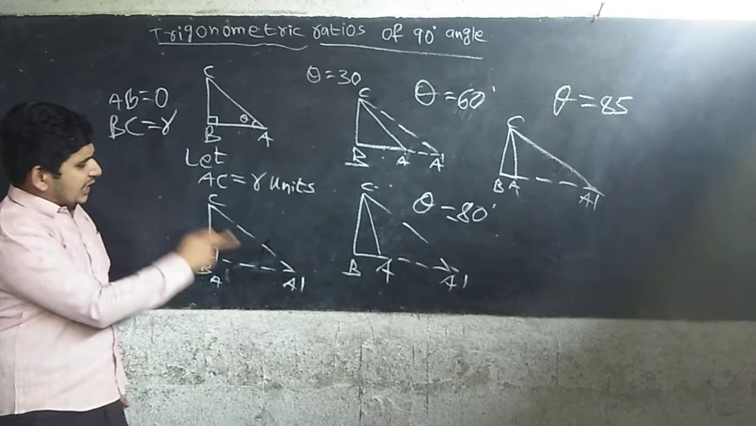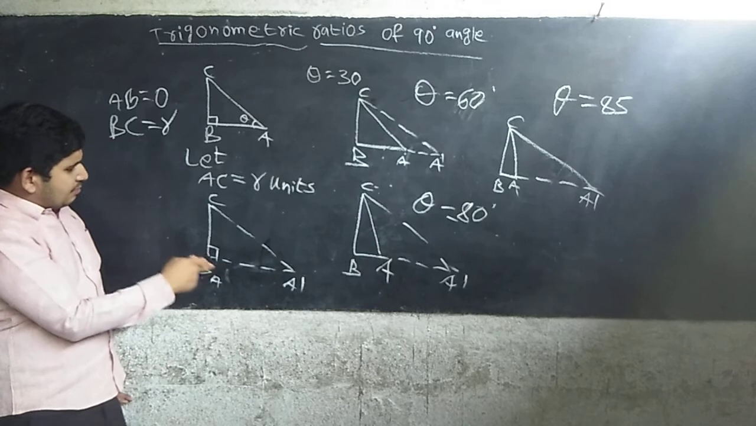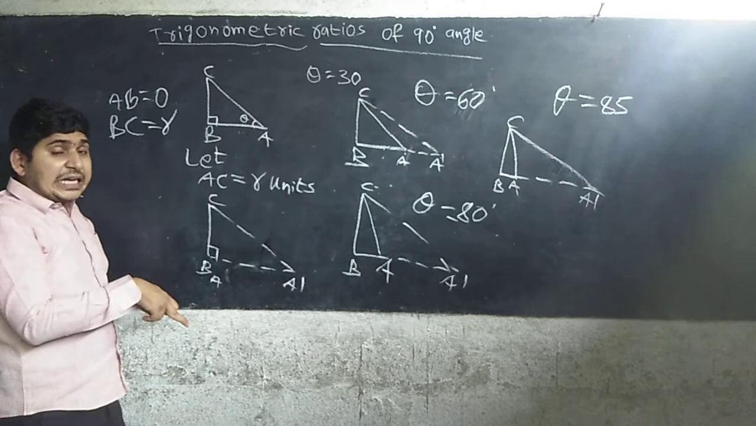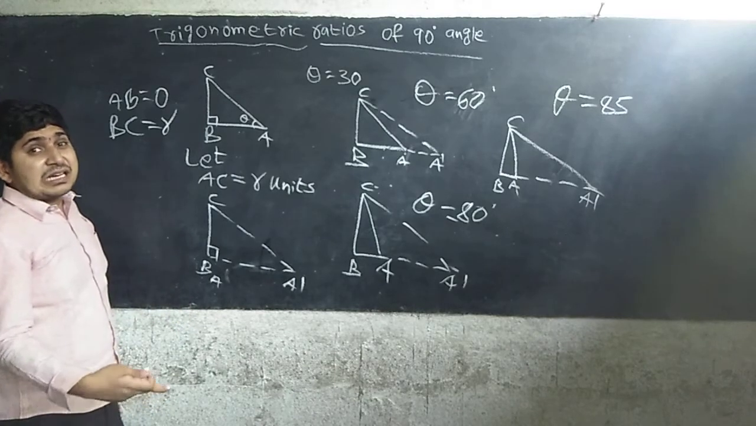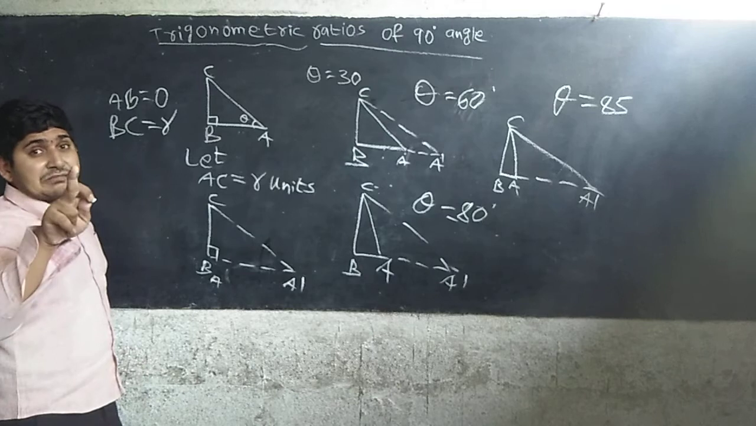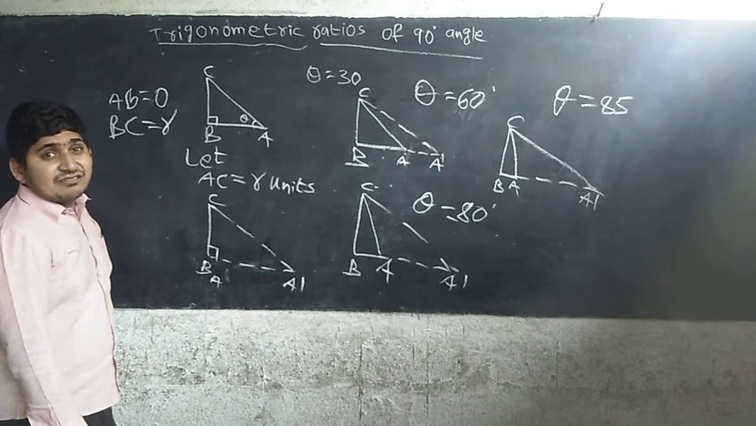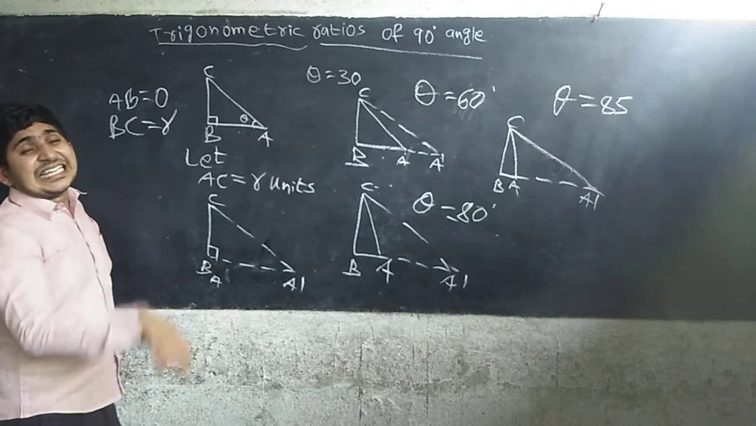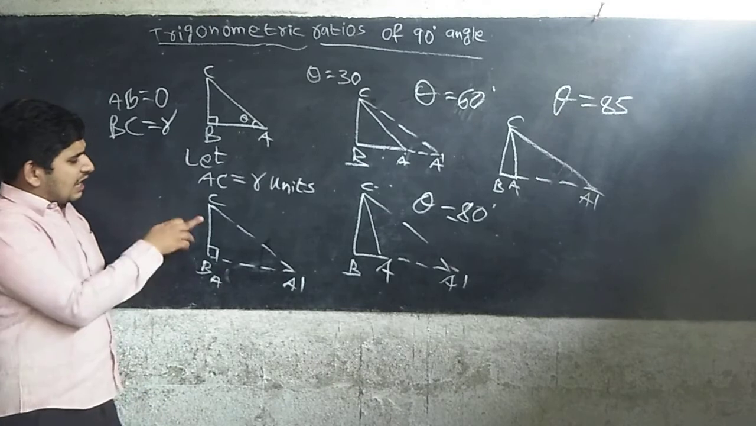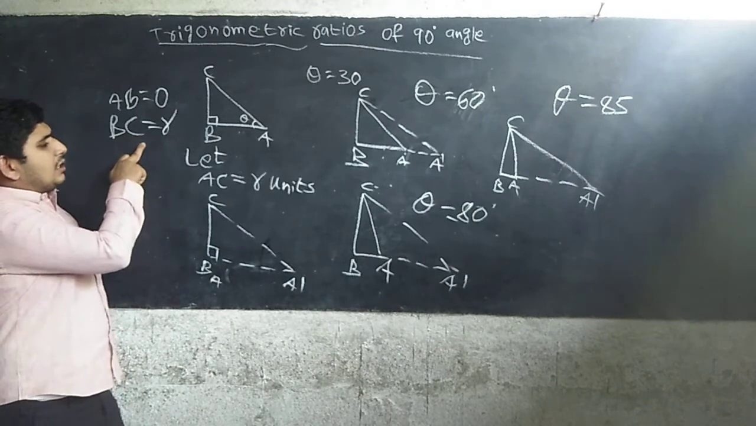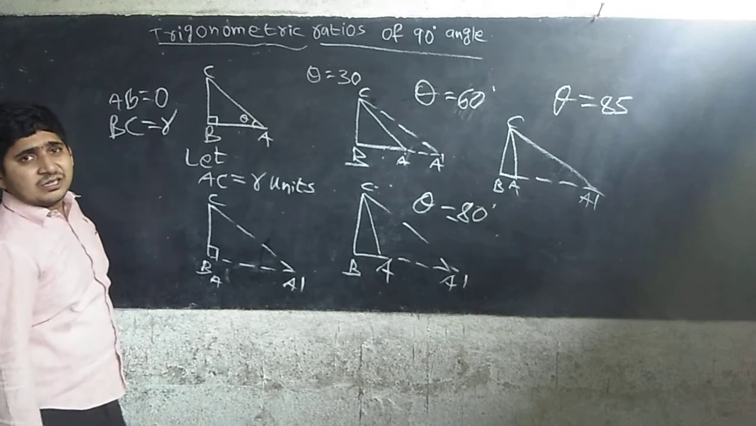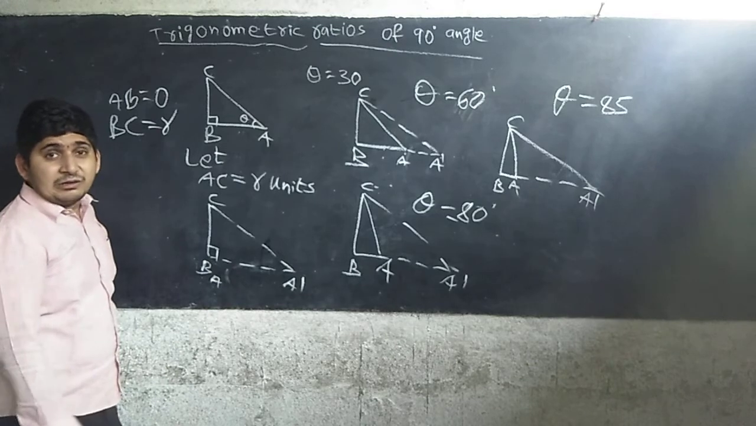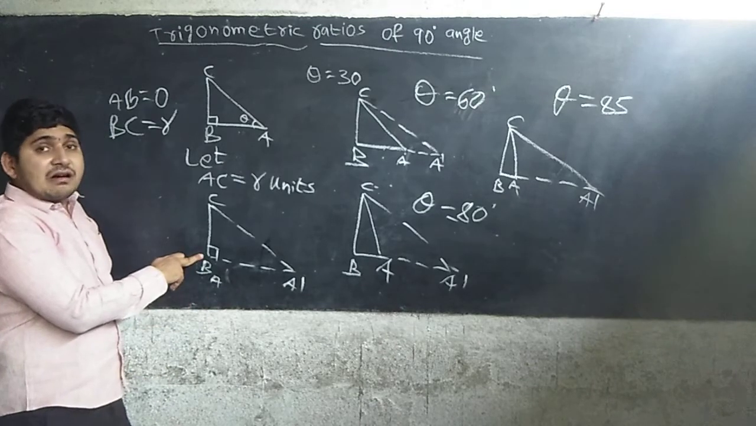So BC equal to AC. Why? The BC line segment and the AC line segment represent only one line segment, because the point B and the point A coincide with each other. So according to this concept, BC equal to AC equal to R units. There is no distance between the two points A and B.